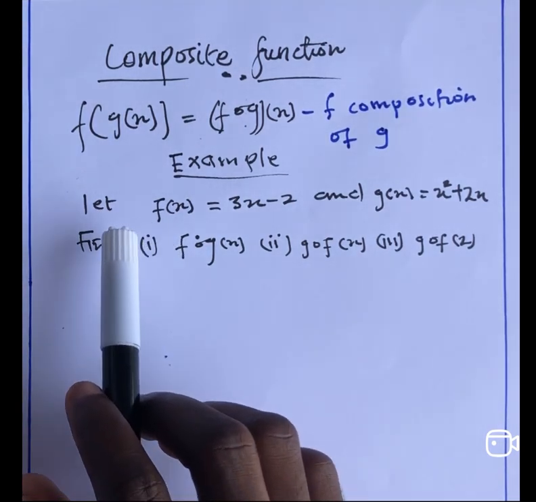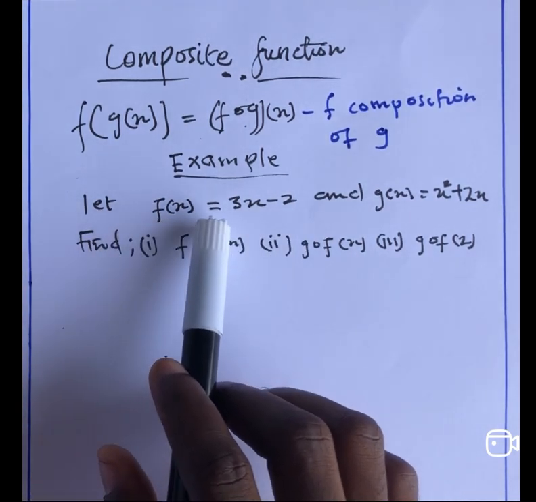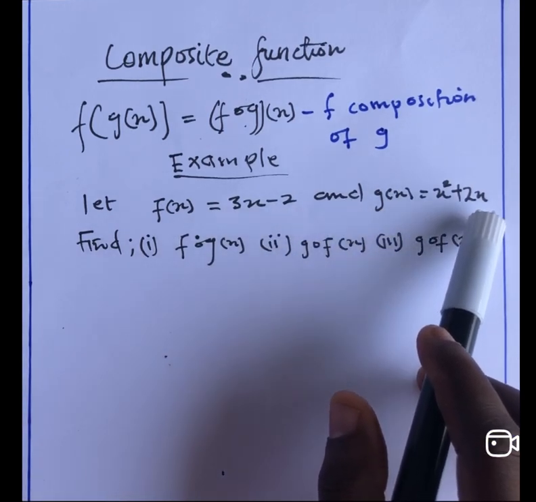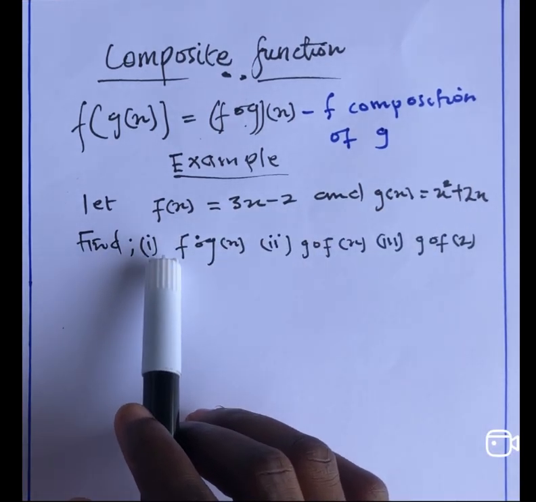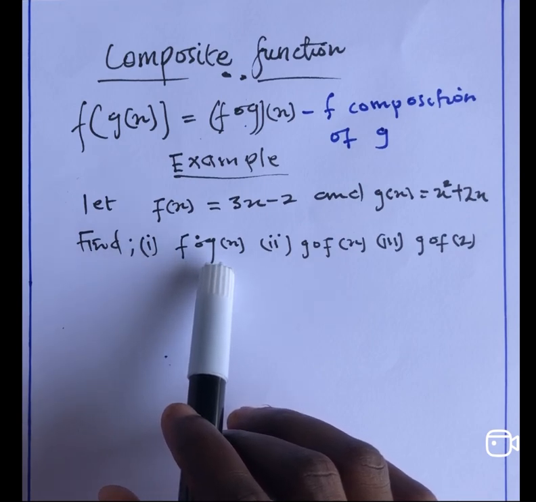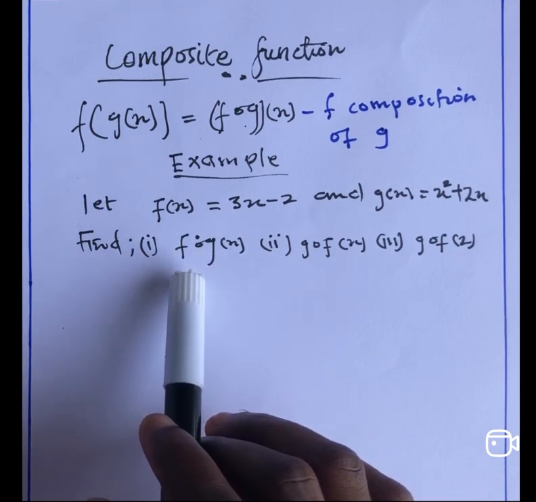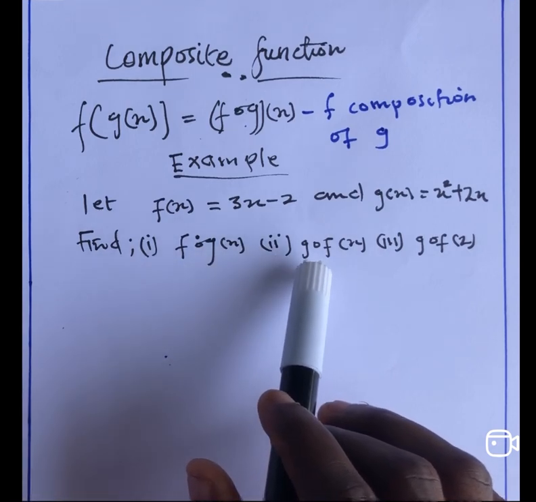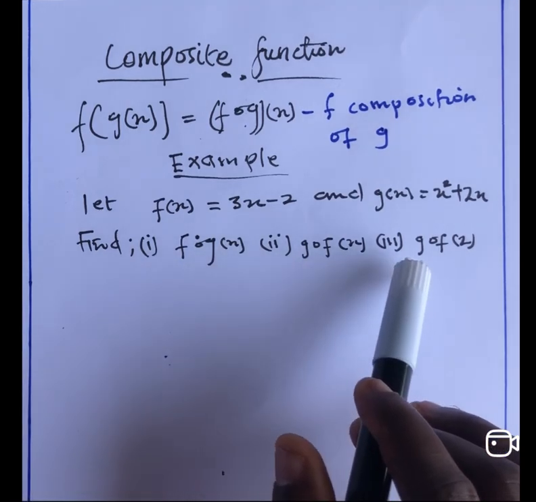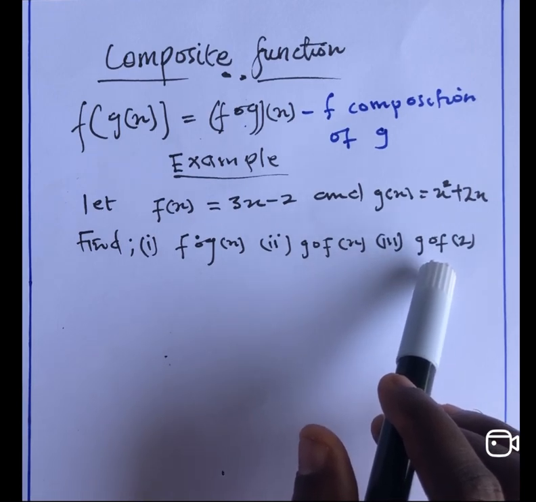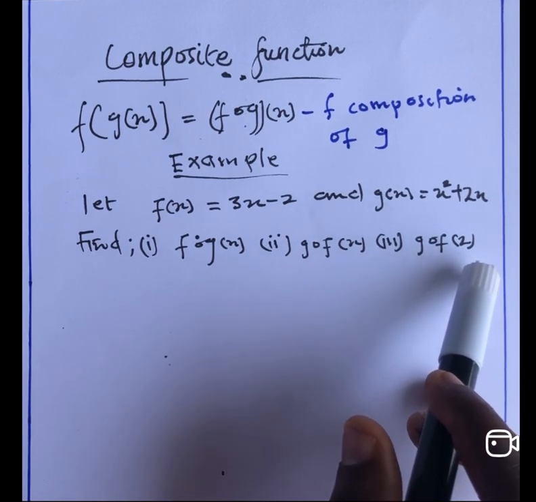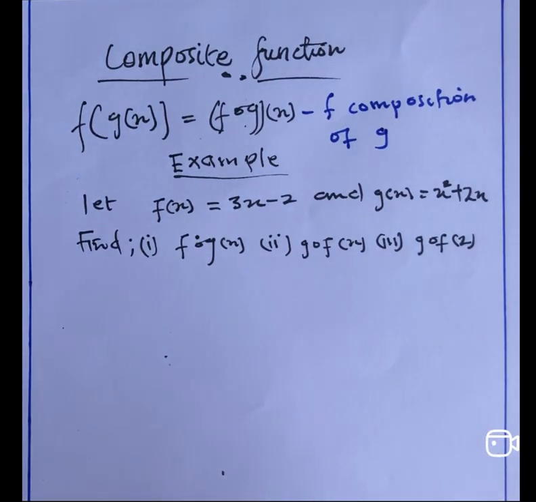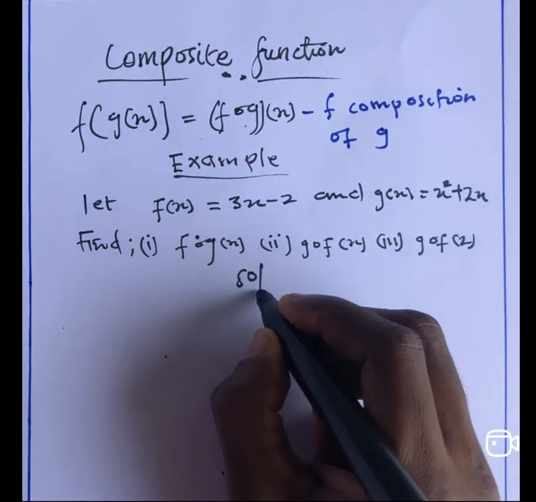Let f of x be 3x minus 2 and g of x be x squared plus 2x. Now find (i) f of g of x, or f composition of g of x, (ii) g composition of f of x, then (iii) g composition of f of 2. All right, so let's look at how we can go about this. Solution.